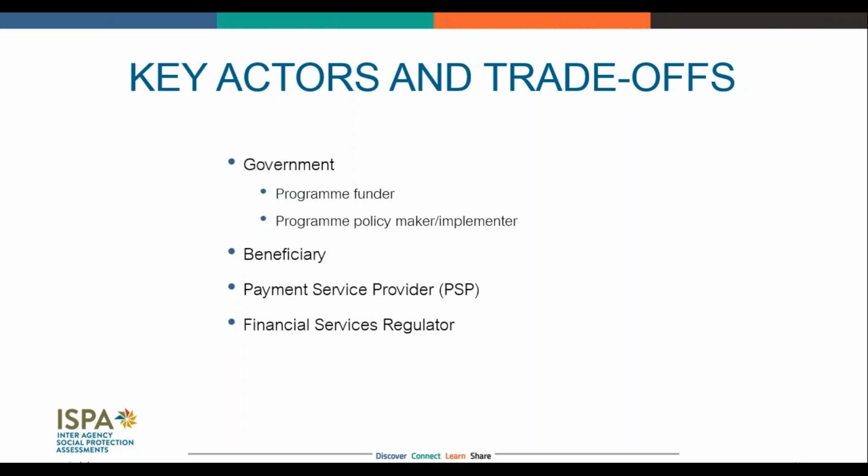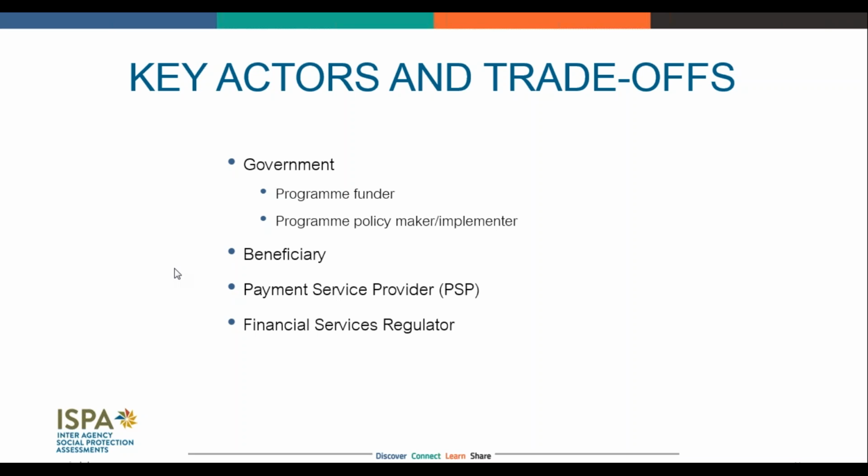A last category may be looking at the mandate. So, for example, if a bank is acting as a payment service provider, their banking license may require them to enter into social activities and require them to provide this service to the government and to the recipients of government transfers. Lastly, if we look at the financial services regulator, they are also a stakeholder.